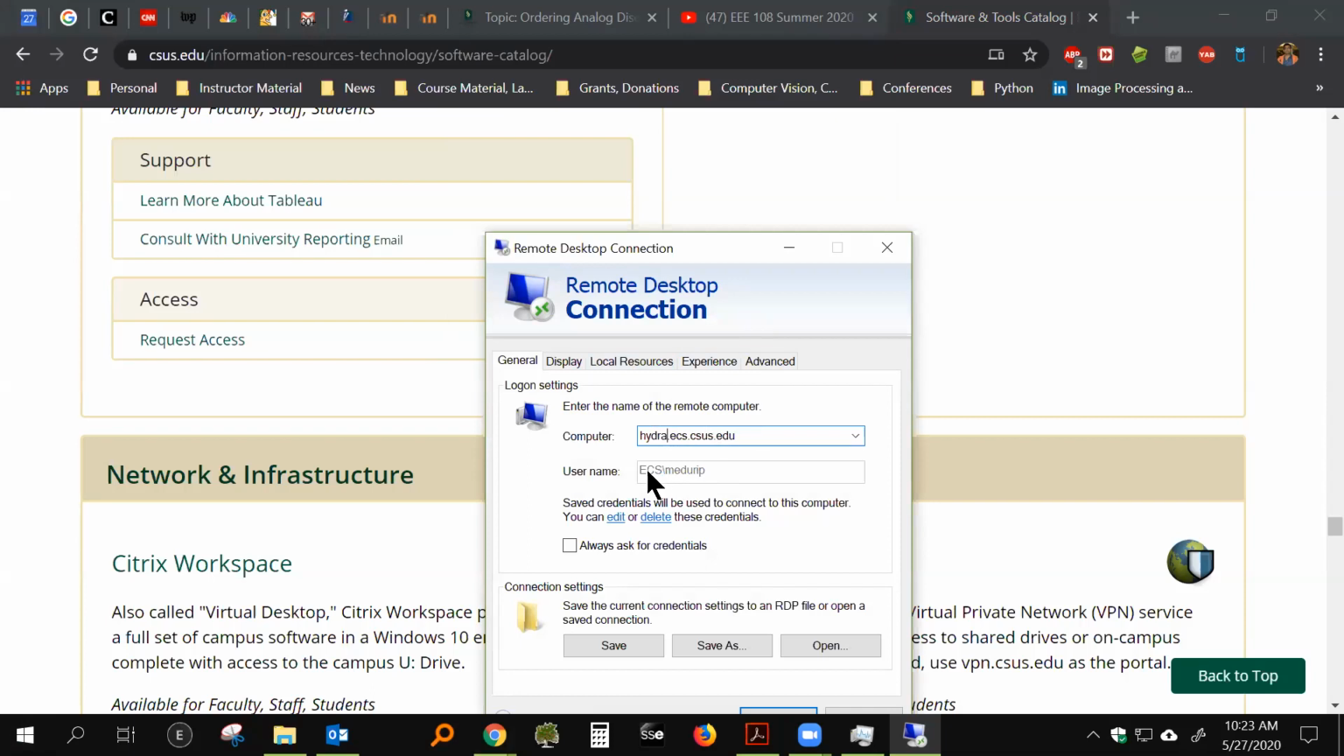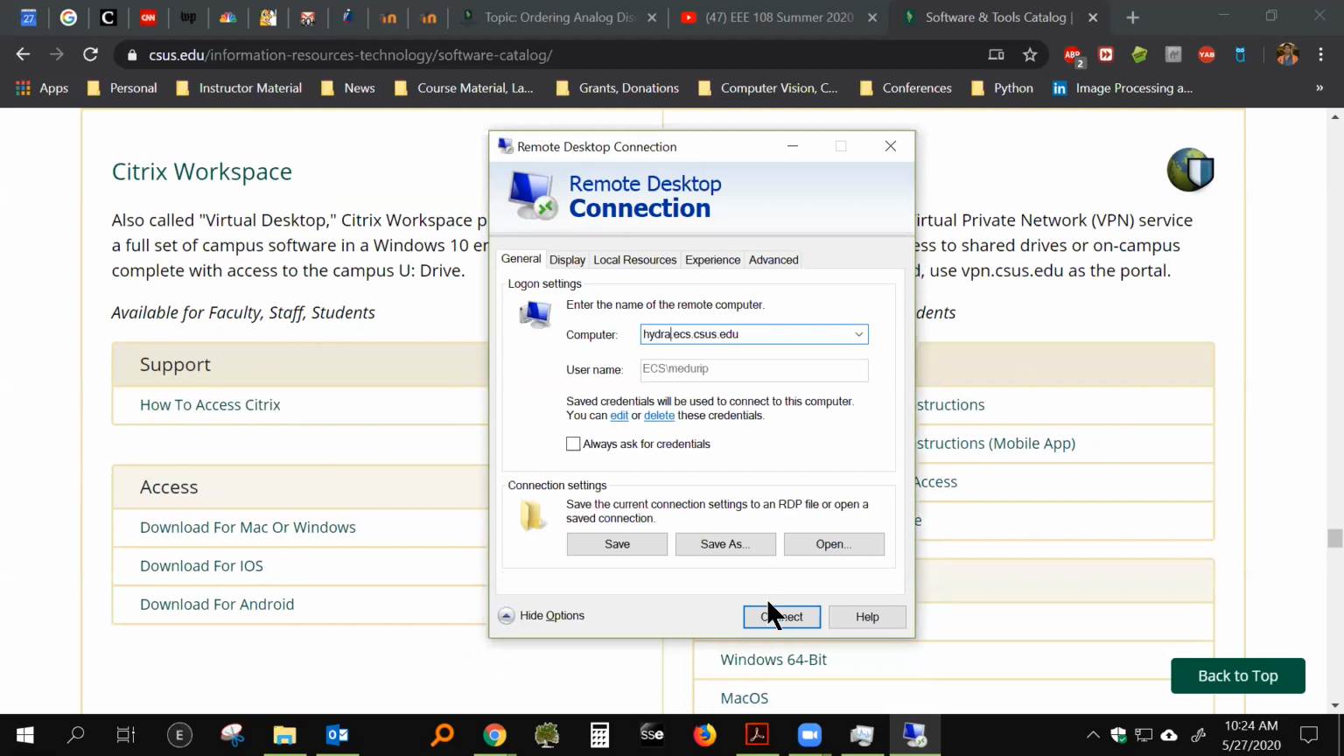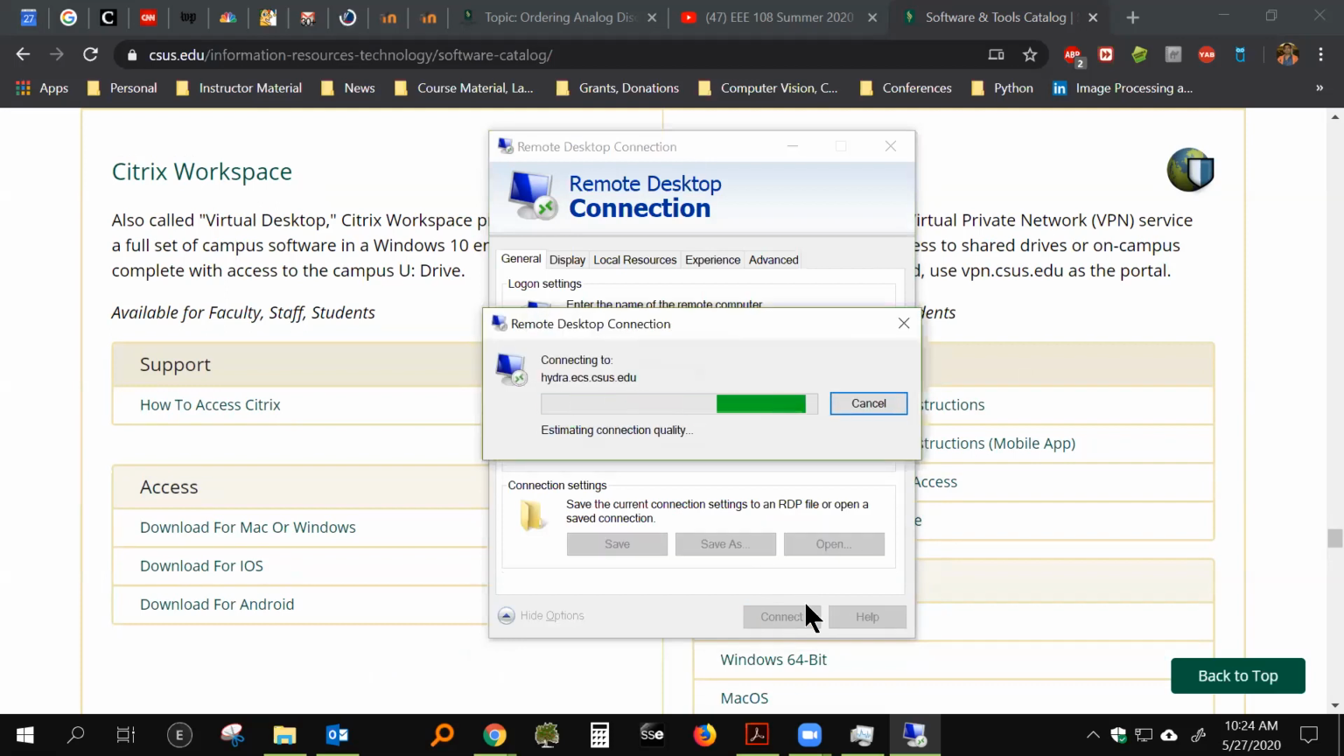Now in the username you would type in capital ECS slash your ECS username. That's how you would connect by Remote Desktop to Hydra. That's the server you want to connect to. Once you do that, it's going to authenticate and establish a connection to Hydra. You should be able to access the software that you need from there. And since we are here, I'm going to quickly show you the software that we need to access.